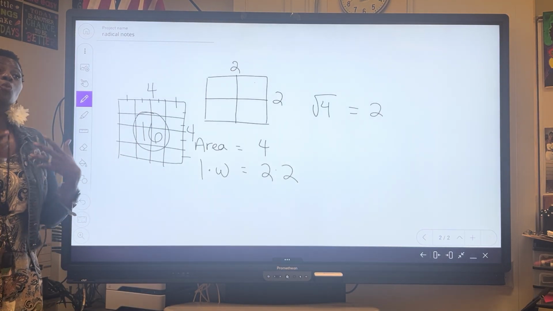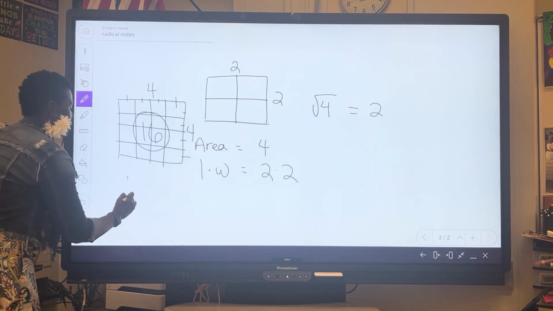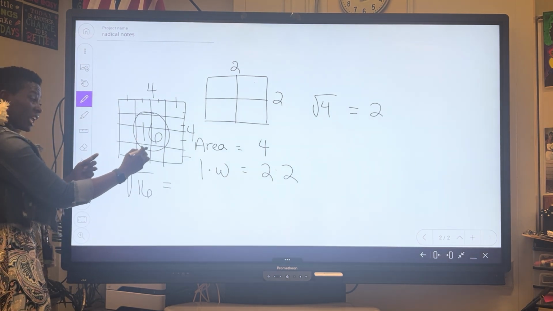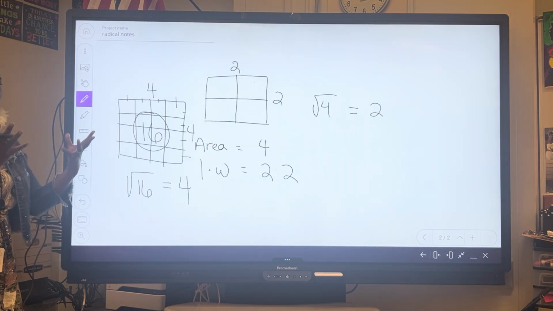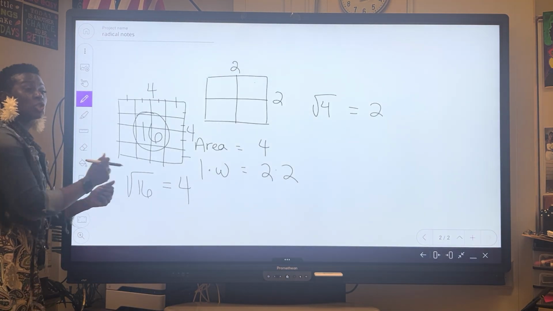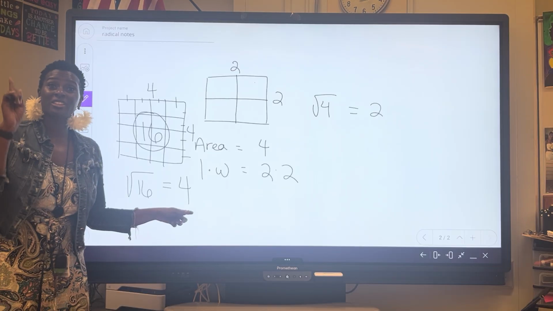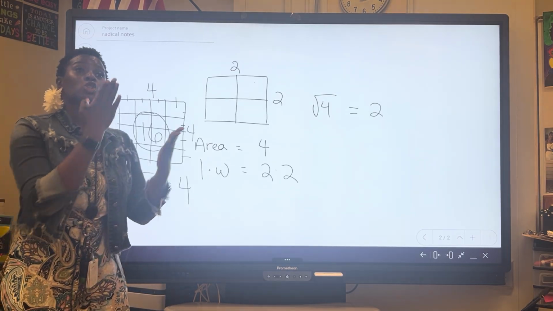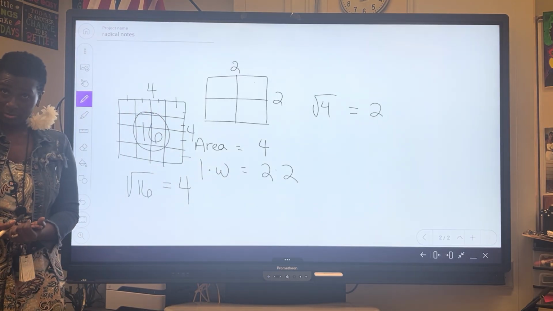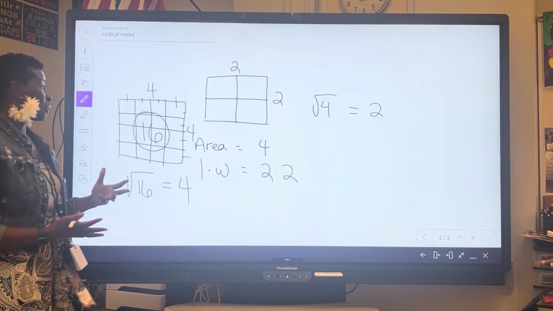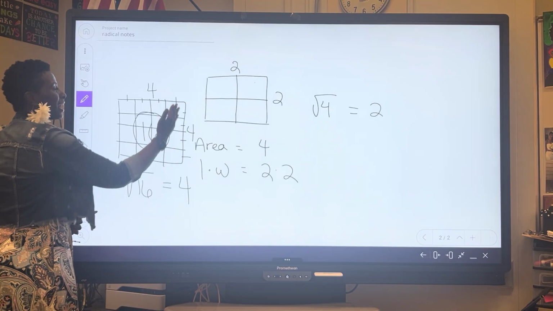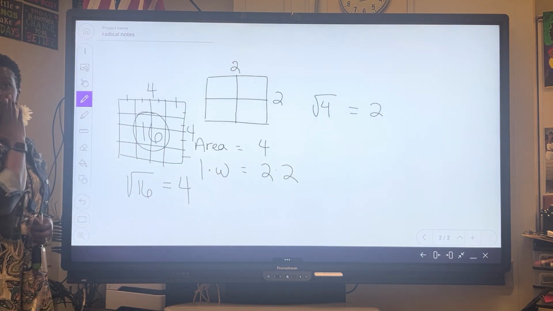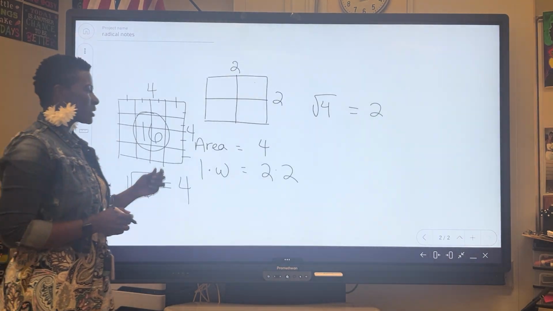So if I ask you, what is the square root of 16? You would tell me the square root of 16 is 4. If I told you I had a square with 16 boxes, you would tell me that each side must have measured 4. Does that make sense? So the relationship between squares and square roots is the same thing as the relationship between the side of a square and its area. Does that make sense? Yes? Now let's go a step further.